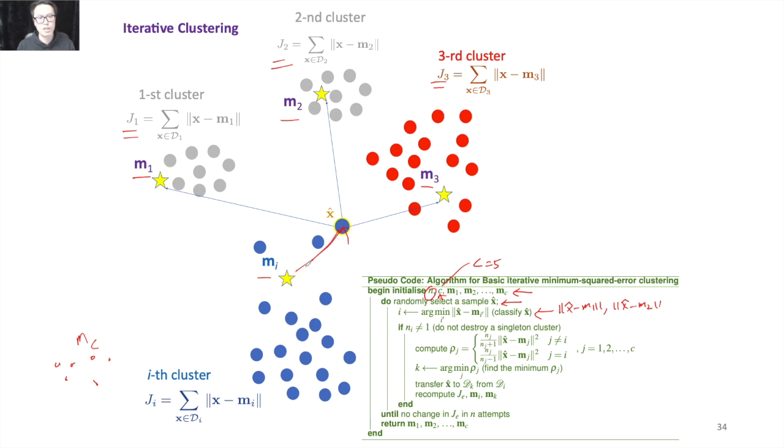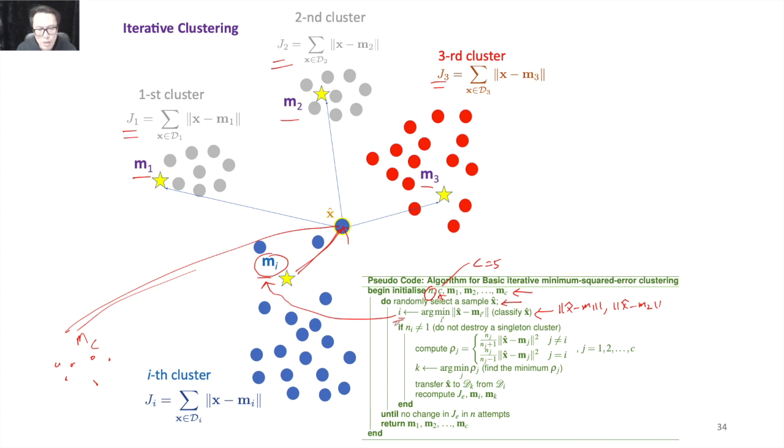Yeah, now including this one. And then we have mc as well. So this line means that we are going to pick the minimum distance. In this case, it happened to be mi, so this sample belongs to the ith cluster. Yeah, so this i, that is this one, because it gives you the minimum distance.